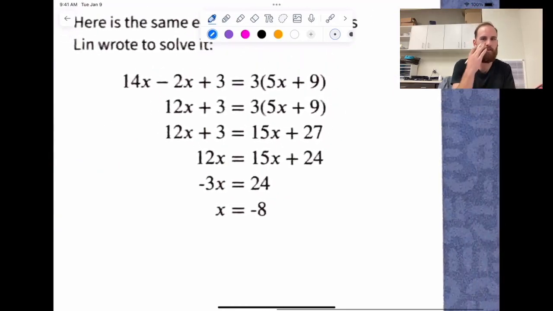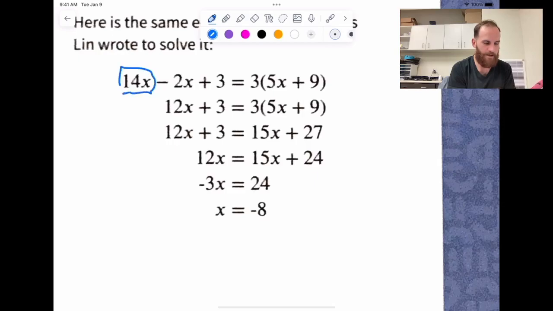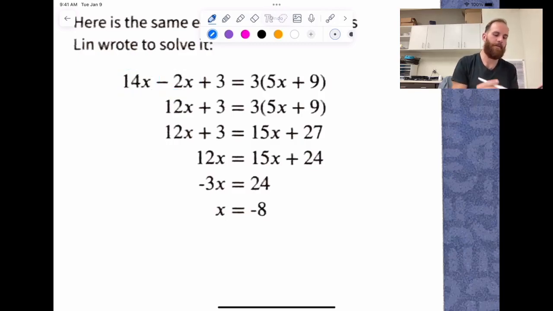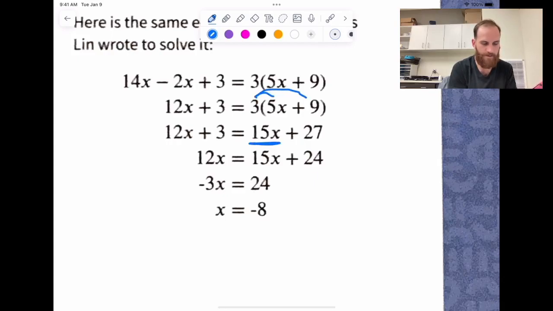Again, pause the video. Try to see if you can get the steps on this one. If you've paused the video, I'm assuming that you finished this. Looks like here we are again combining like terms. Safe bet. Good thing Lynn did. And then here, Lynn's kind of on our same page. And the next step, it looks like Lynn distributed. 3 times 5 is 15x. 3 times 9 is 27. We're on the same page.